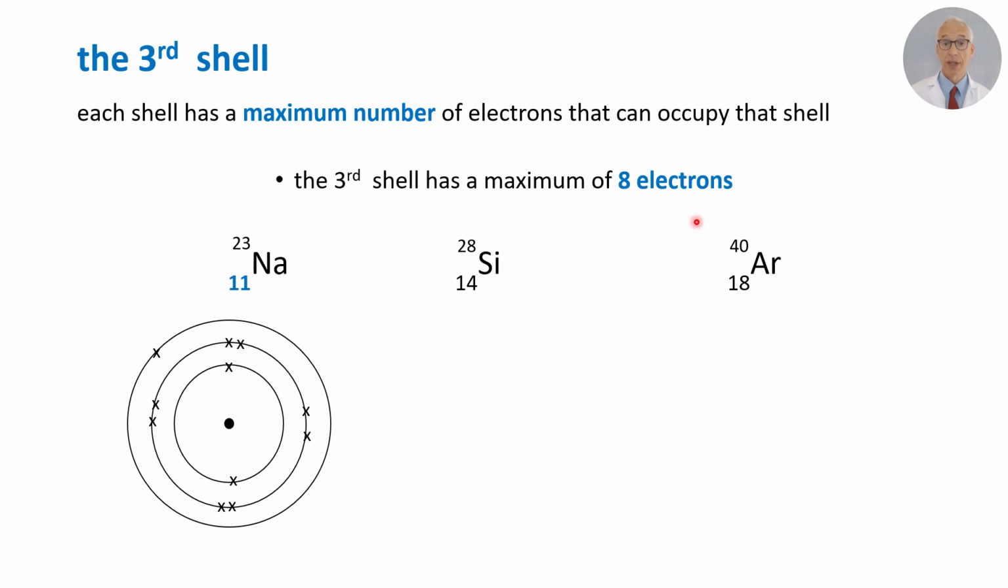Just as with the second shell, the third shell also has a maximum of 8 electrons. So 2 in the first, 8 in the second, and a maximum of 8 in the third. So if we look at sodium, as an example, I've drawn out here, 2 in the first shell, 8 in the second shell makes 10. There's 1 left over. That goes into the third shell.